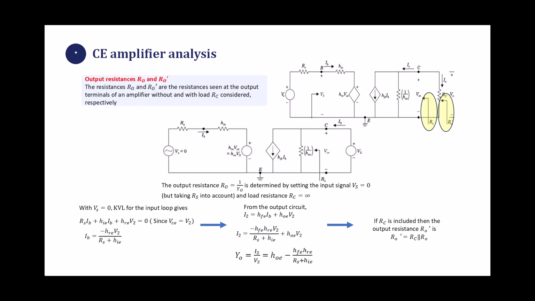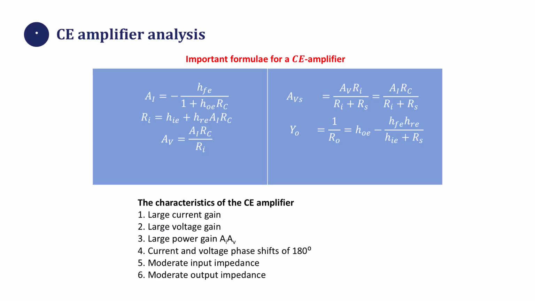Writing KVL around the now source free input loop gives an expression for Ib in terms of Hre and the test voltage V2. Substituting that into the output loop equation for I2 gives us the short circuit admittance Yo equal to Hoe minus Hfe times Hre divided by Rs plus Hie. Since Ro is simply 1 over Yo, we now have a complete expression for the output resistance. And if we do want to include Rc, the more realistic output resistance Ro prime is just Ro in parallel with Rc.